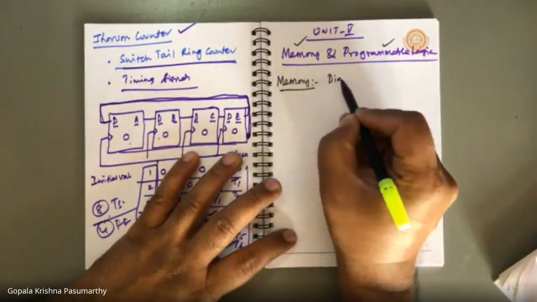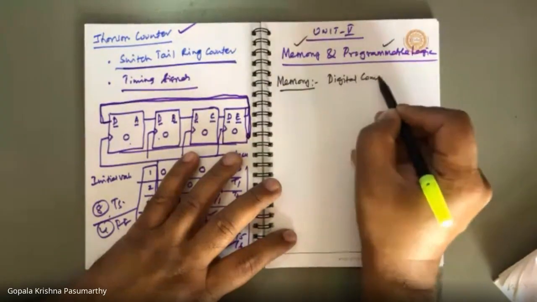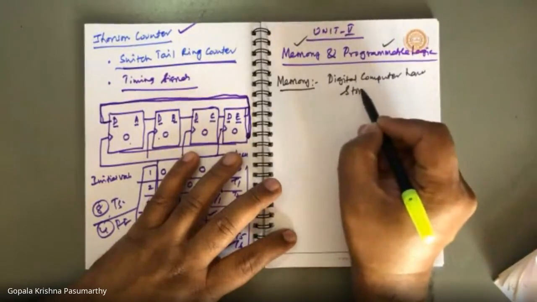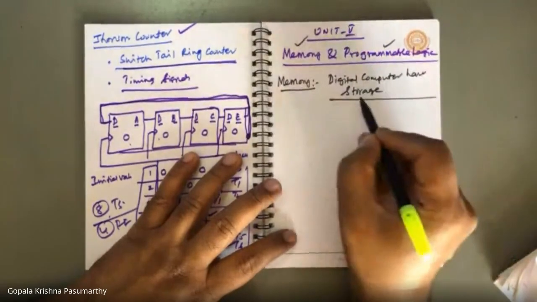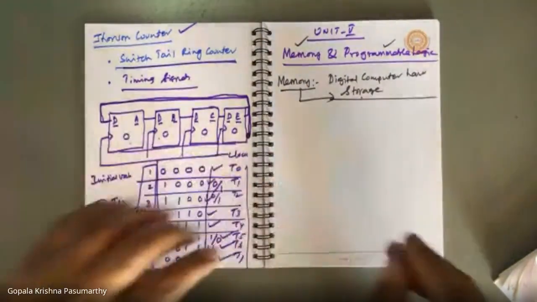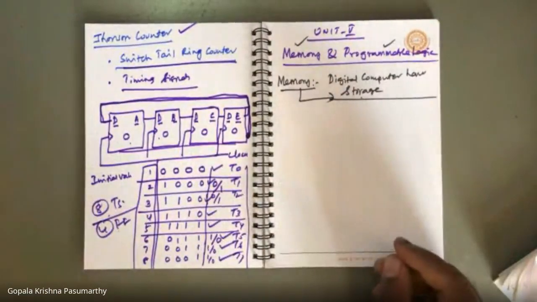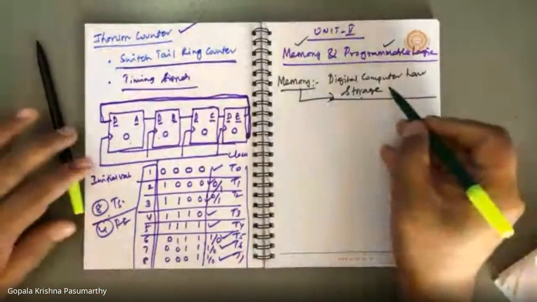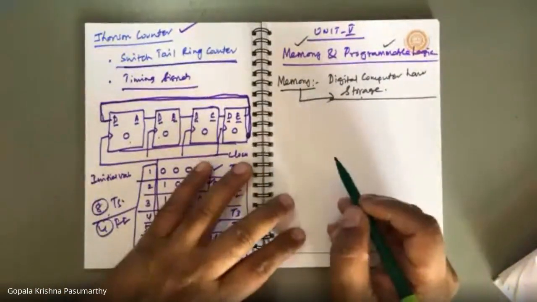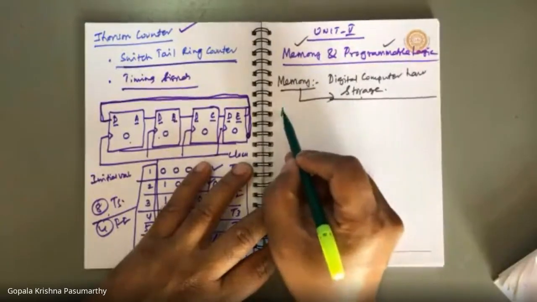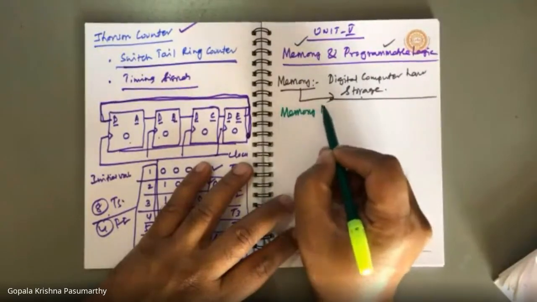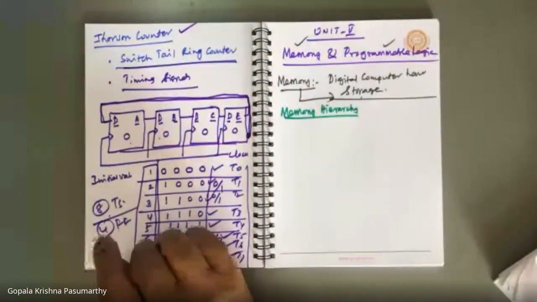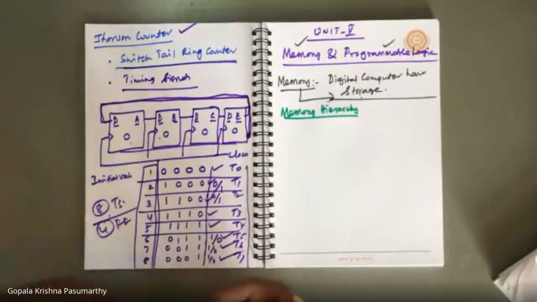Every digital computer has storage, because without storage, that is called memory, a computer serves no purpose. This we understand already. So digital computers have storage. That storage we call as memory. Okay. So what type of memory is available in a digital computer? It can be understood by a diagram called memory hierarchy.